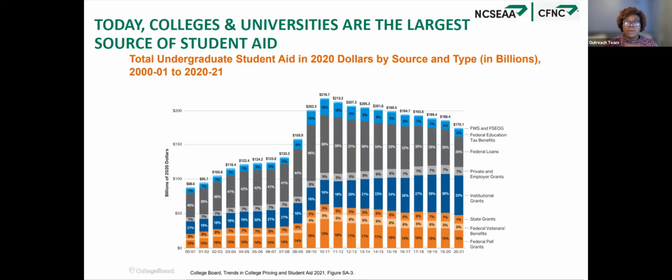So for families who don't think that they'll qualify for aid like Pell Grants, they should still complete a FAFSA, because most colleges and universities will use the FAFSA to determine if a student will qualify for aid at the institution itself. The FAFSA isn't only for awarding federal aid, but it can also be used as a tool to award institutional aid.